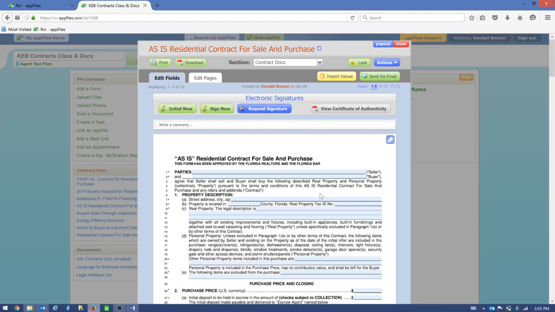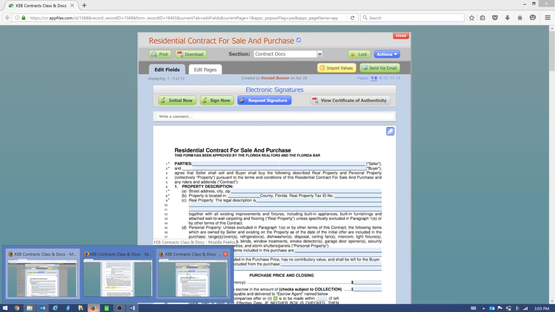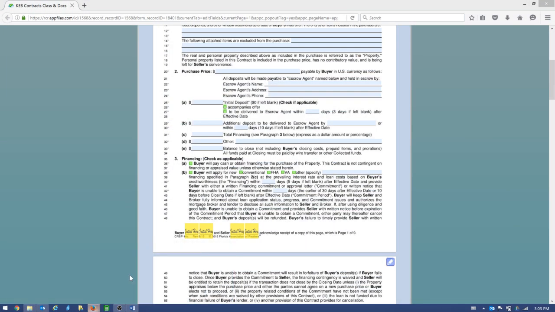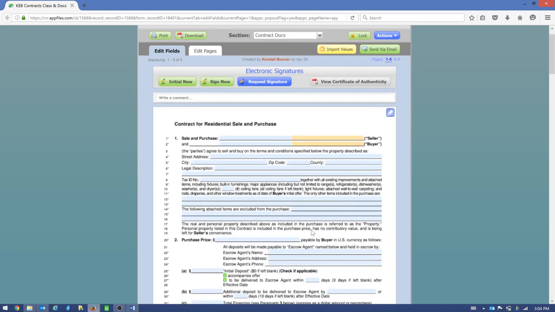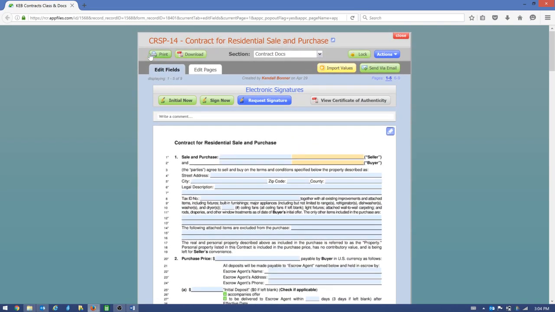Anyway, there are three main contracts offered for use in the real estate market right now that we use. That's the CRSP 14. Actually, it's this one here. We know we're in the CRSP 14 because at the bottom of that page it says CRSP 14A. This is not the contract we're reviewing today, but I wanted you to know it is there and how it is titled in app files.